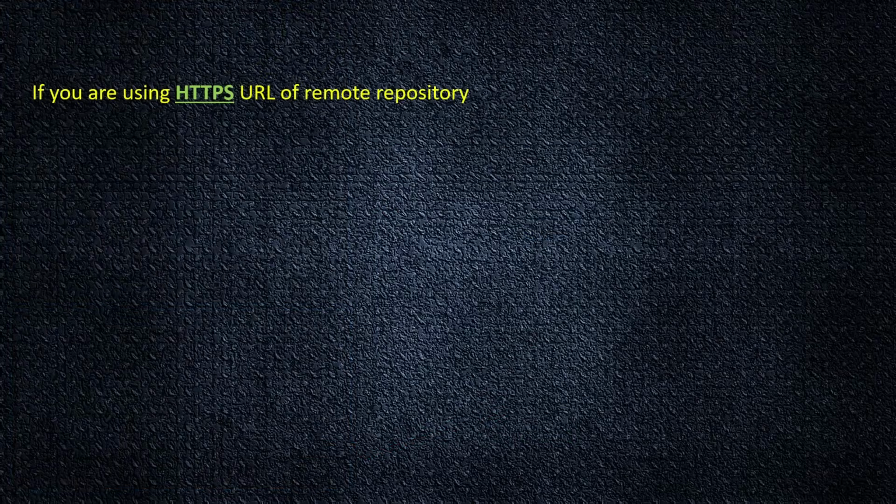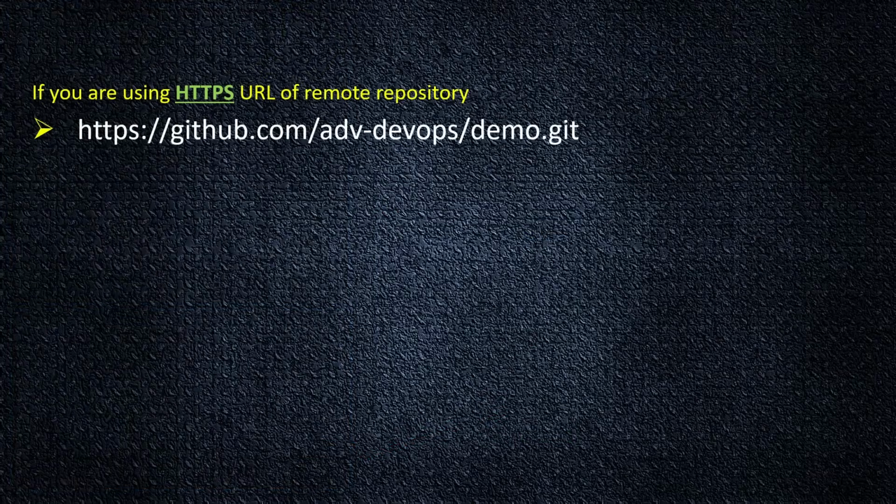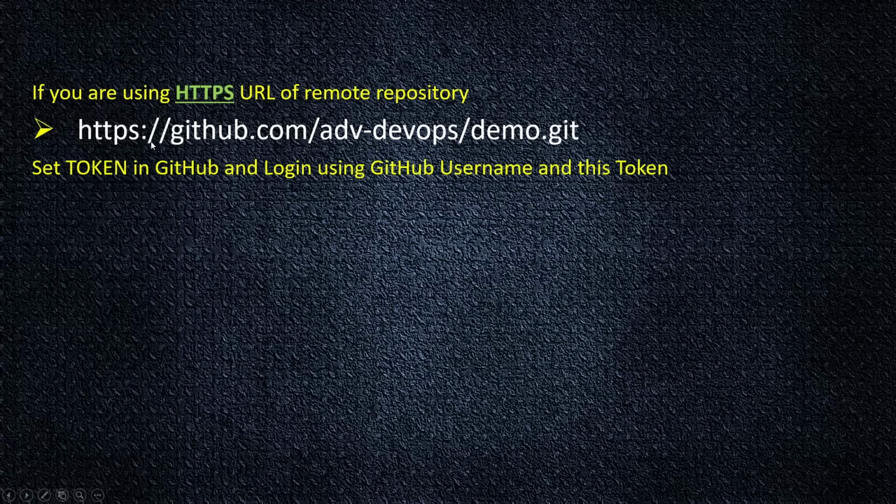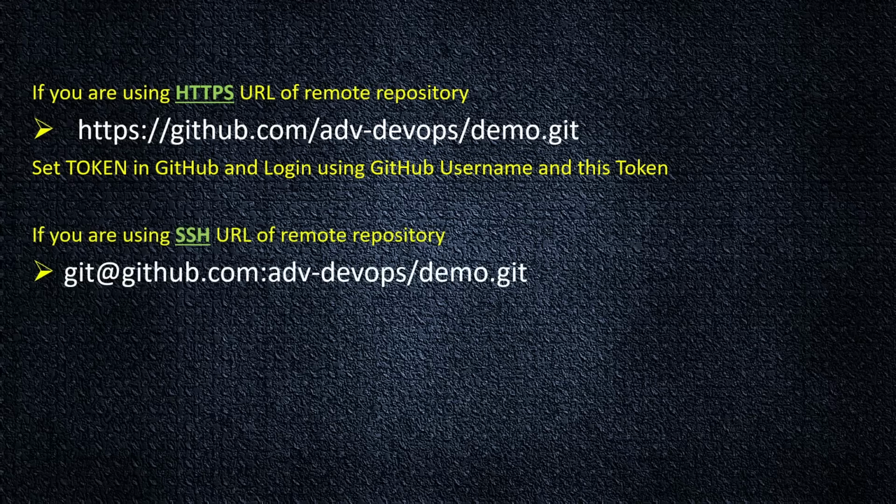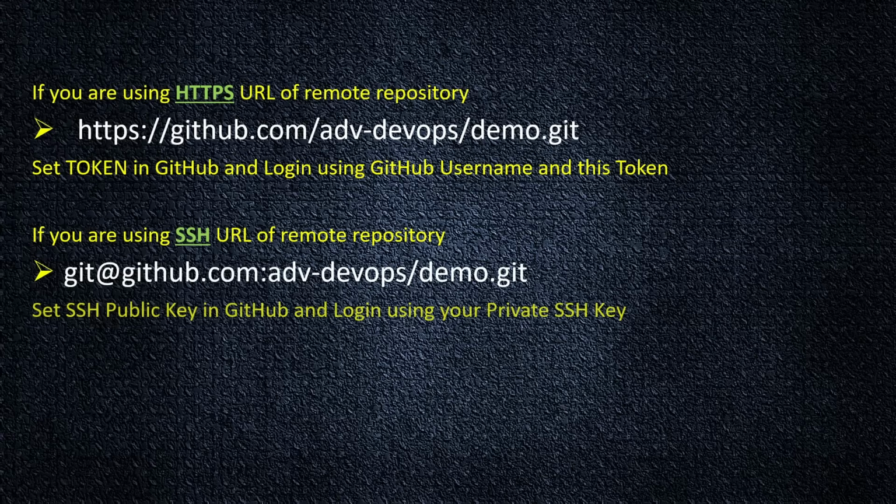If you are using an HTTPS URL for the remote repository, something like this, starting with https, you need to generate a token in GitHub and log in using your GitHub username and this token. But if you're using SSH, which is highly recommended and much more secure, the remote repository URL will be like this. You need to set the SSH public key in GitHub and log in using your private SSH key on your computer.